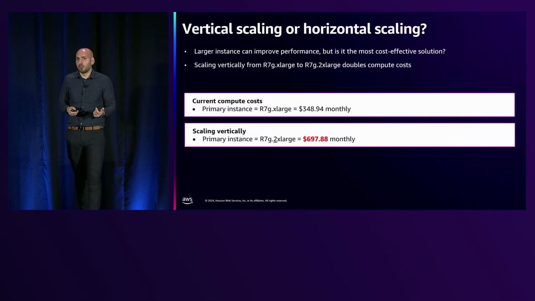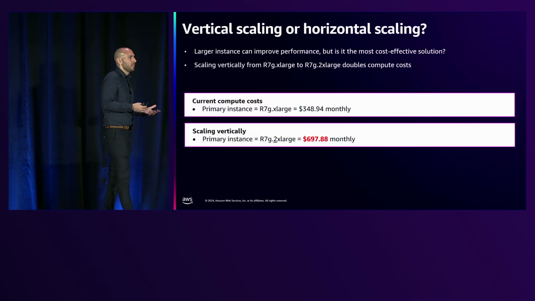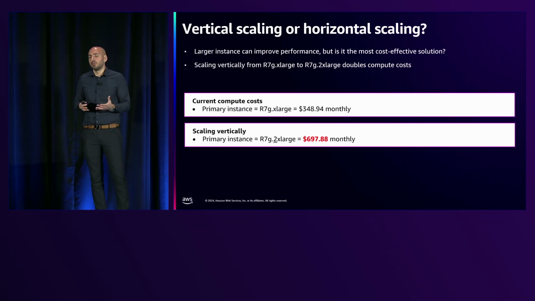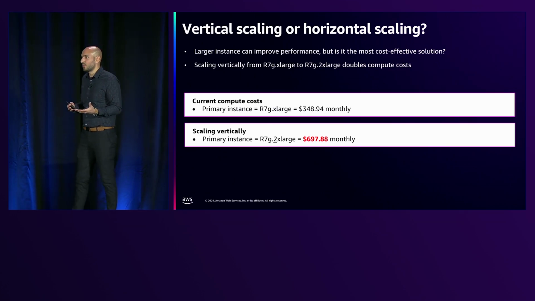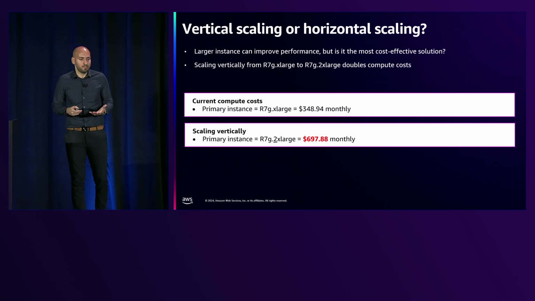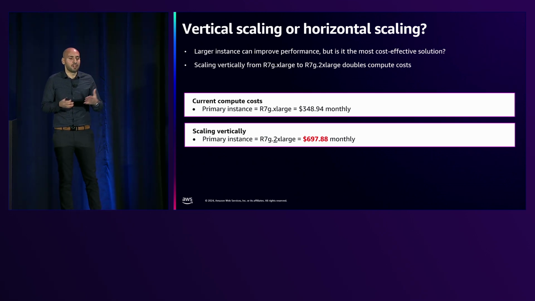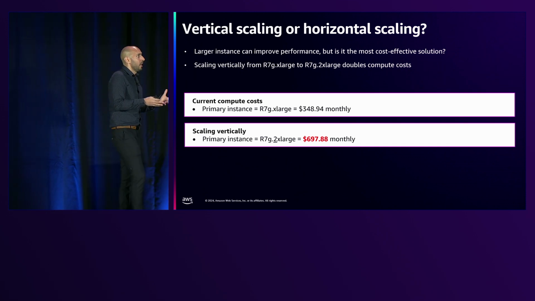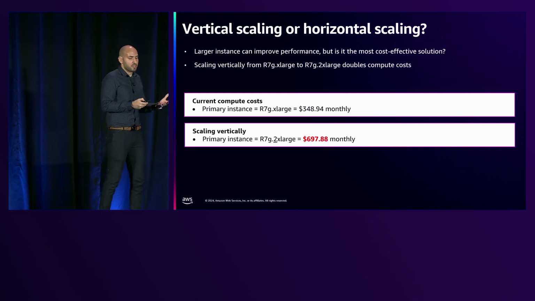You may ask about the cost differences between vertical scaling and horizontal scaling. And the answer is that it really depends on your specific application use case. Each workload is unique. But in the case of any company, scaling vertically from R7G extra large to R7T extra large actually doubled the compute cost.